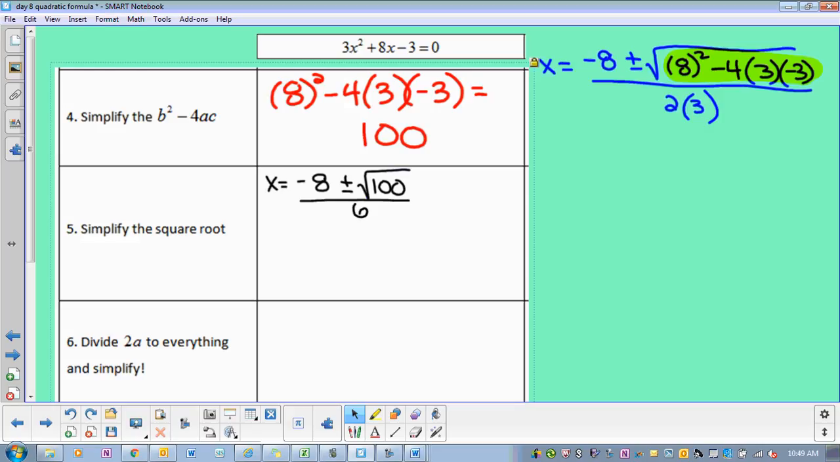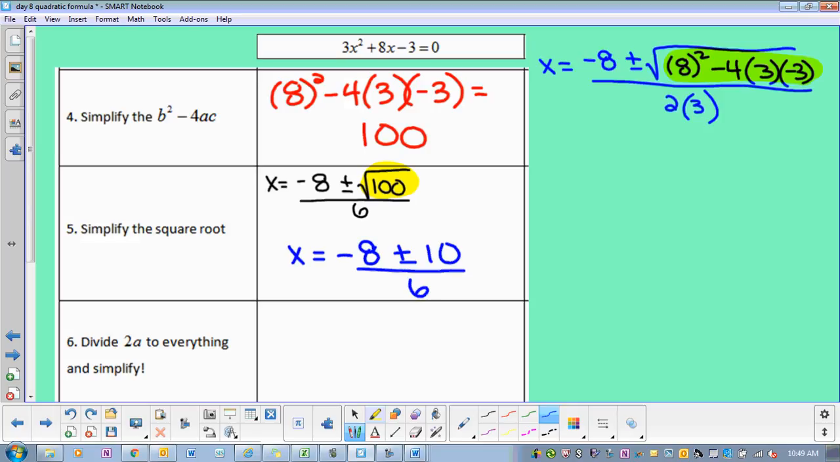But step 5 says to simplify the square root. Well, that means you need to take just that square root part and we're going to break it down. Square root of 100 is a perfect square, isn't it? If you put square root of 100 into the calculator, which you should always do, to check and see if it's a perfect square, you get 10, right? That means the square root part went away. So now this just became x equals -8 plus or minus 10 over 6. Does that make sense?